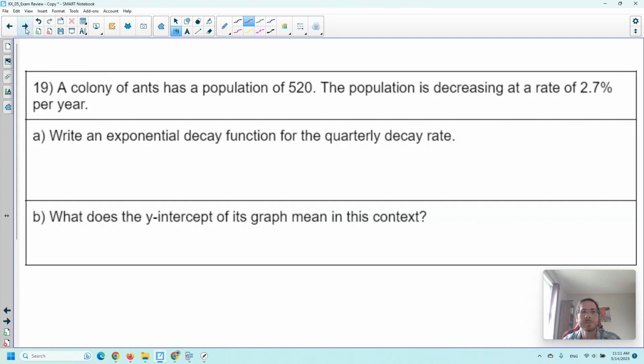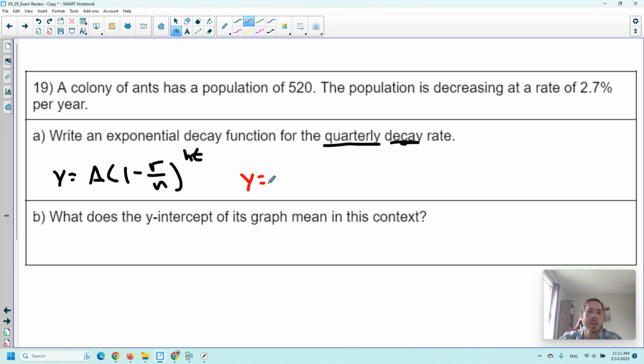Sounds good. For 19, a colony of ants has a population of 520. It's decreasing at a rate of 2.7% per year. Write the decay function for the quarterly decay rate. Again, it's a quarterly decay rate, so I'm just going to start with the interest rate equation. So that's going to be y equals A times (1 minus r over n) to the nt power. The reason I got a minus instead of a plus is because we're decaying. So the decay makes it a minus.